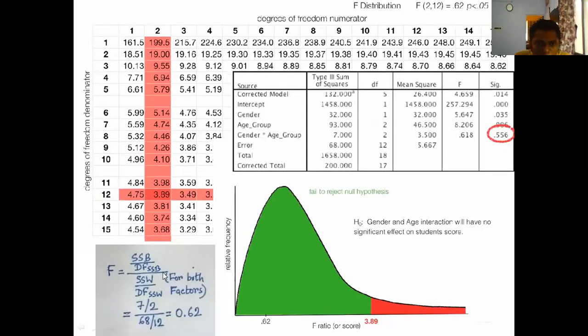Now this is your third hypothesis, the interaction effect of gender and age. In this case, the degrees of freedom for the sum of square between is 2 and for the sum of square within is 12. They intersect at 3.89. You are getting an F value of 0.62, but your cutoff value is 3.89. Here 0.62 lies below the cutoff. So gender and age have no significant interaction. The interaction of gender and age will have no significant effect on students' score.